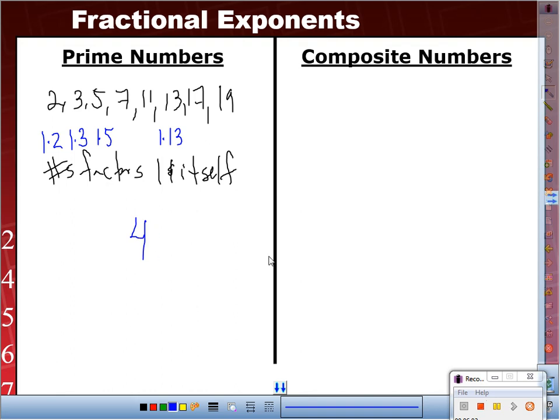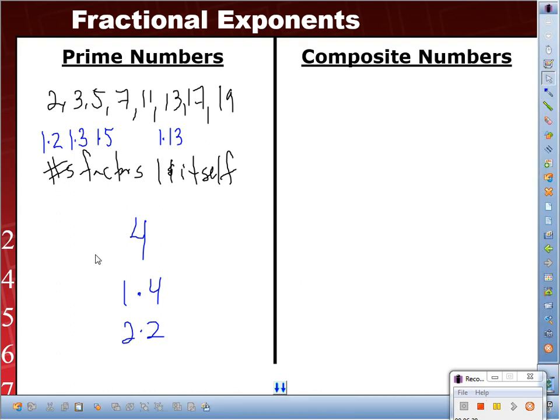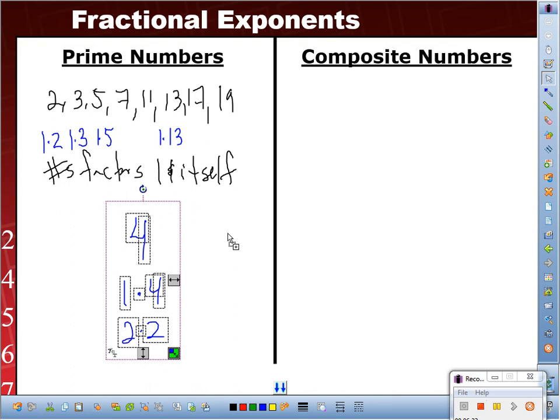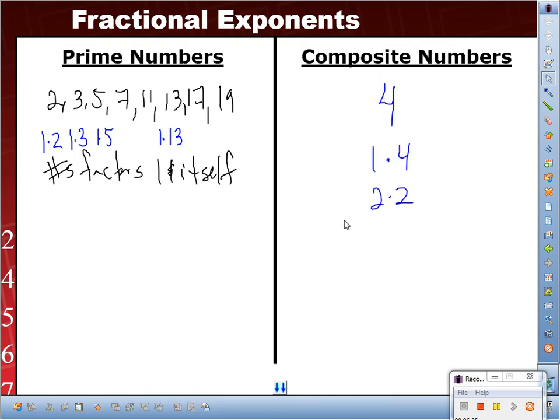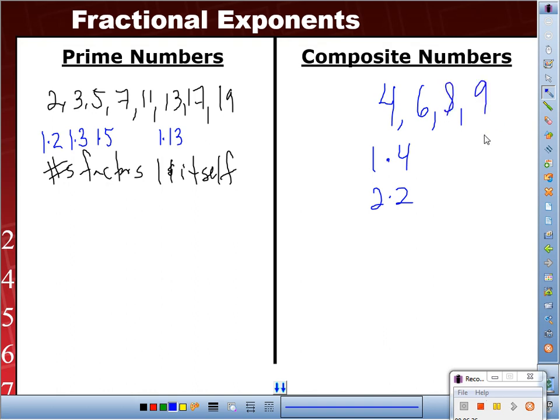How about this one? What factors multiplied give me 4? 1 times 4, and what else? 2 times 2. So notice this one does not fit in here because it doesn't only have factors 1 and itself, it has the other factors, 2 times 2. This is what we call a composite number. A composite number has other factors other than 1 and itself. So let's say 4, 6, 8, 9.